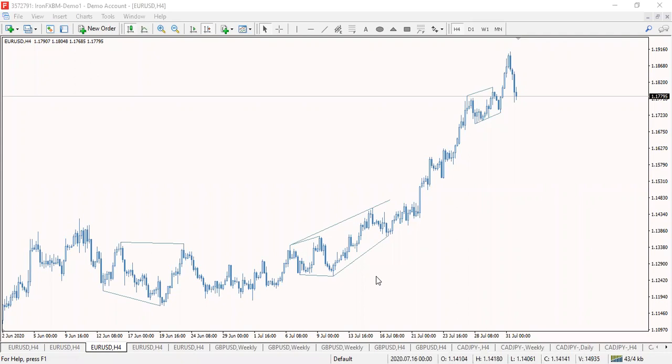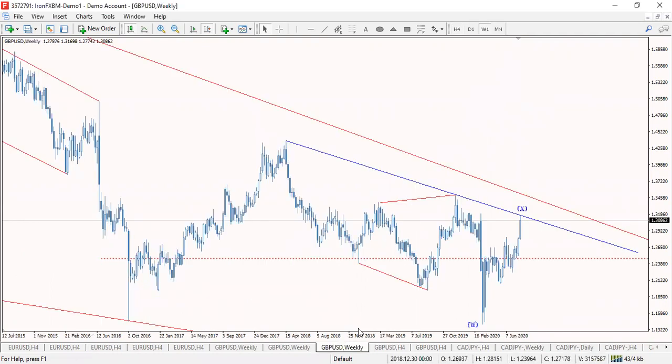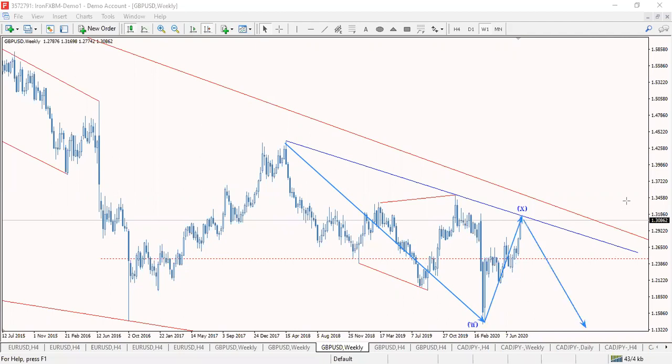Okay, so let's go to the Great Britain US dollar. This is the structure that we have on the weekly time frame. This structure right here is a W. We see this structure as a W and that structure as an X. We're expecting a wave down like this. Let's go to the lower time frames.